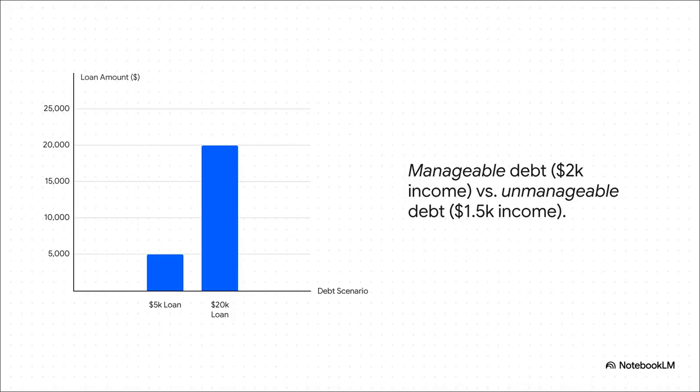And this is where it all becomes crystal clear. Just look at these 2 examples. If you're making $2,000 a month, a $5,000 loan is probably pretty manageable. But if you're only bringing in $1,500 a month, a $20,000 loan, that's a whole different story. It's not just about how much you owe. It's about how much you owe compared to how much you make.